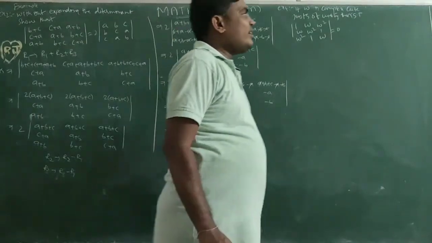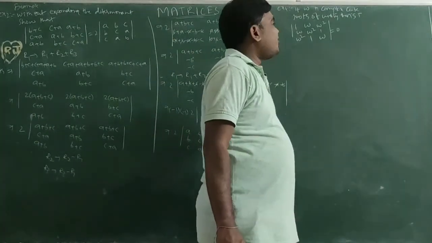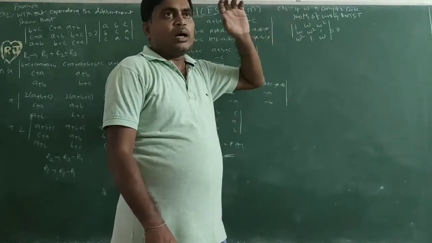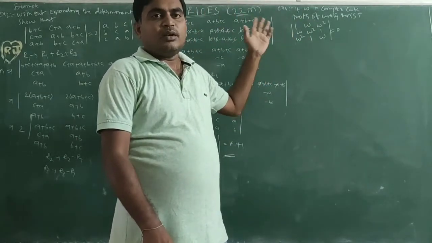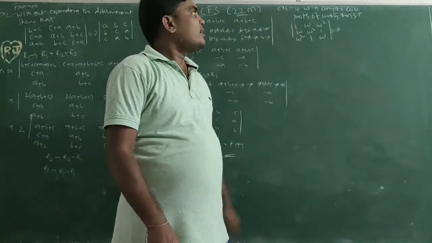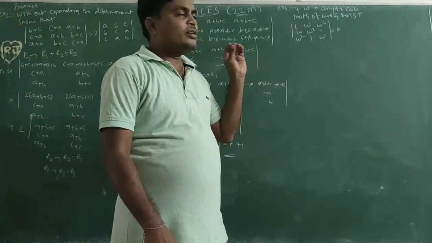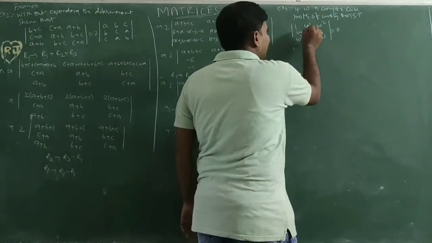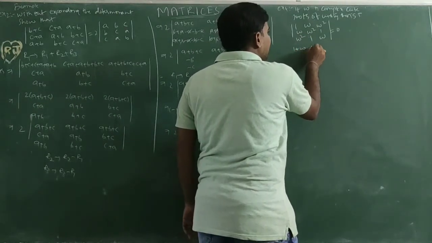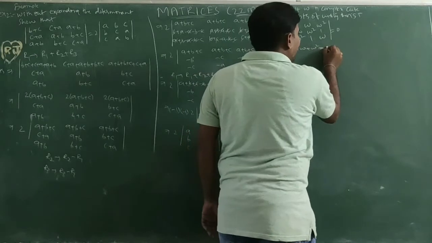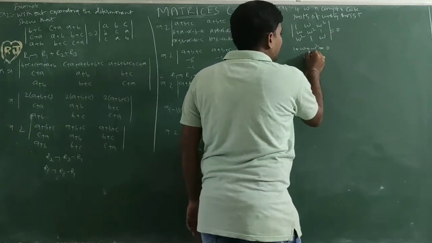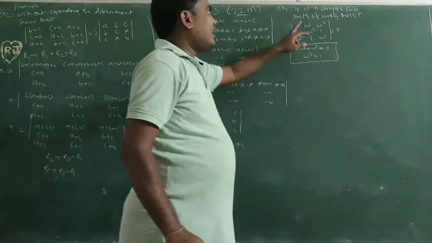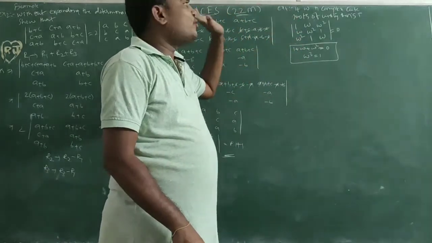Actually, what are cube roots of unity? This is related to complex numbers. You will learn this in the second year. So I want to tell you the required information for this problem. So omega is a cube root of unity. These two conditions are satisfied: 1 plus omega plus omega square equals 0, and omega cube equals 1. These two conditions are satisfied if omega is a cube root of unity.